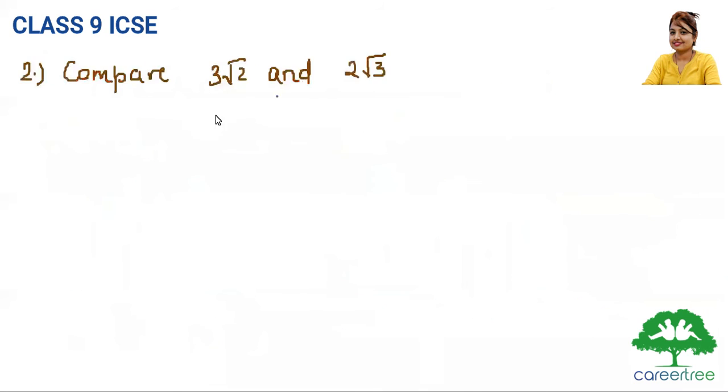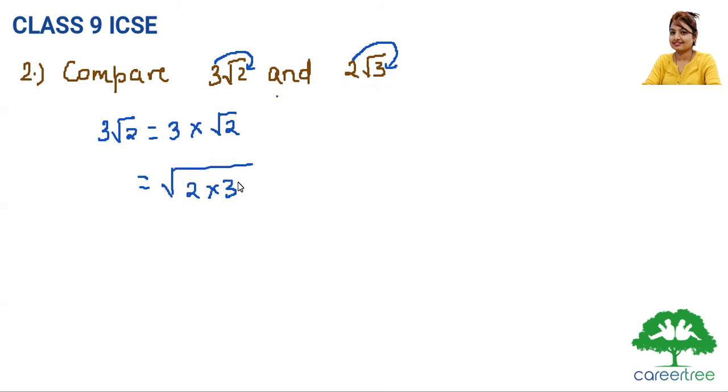In the same way, one more question I have taken, in which I have 3 root 2 and 2 root 3. To compare such numbers, what we have to do first is take this 3 inside the root, and this 2 inside the root. Then only can we say that the power is same, right? So 3 root 2 can be written as 3 into root 2, and if you take this inside, it will be 2 into 3 squared, right? So we will write it as root 18, and root 18 can be written as 18 raised to power 1 by 2.